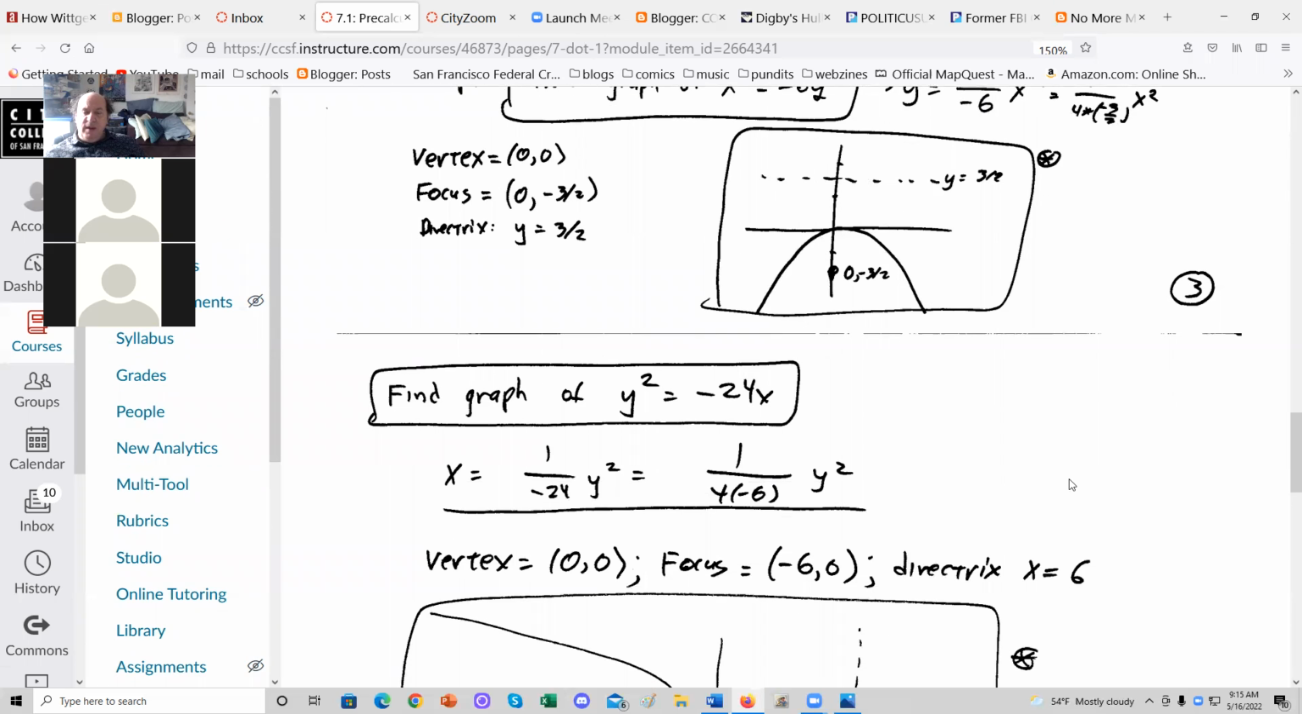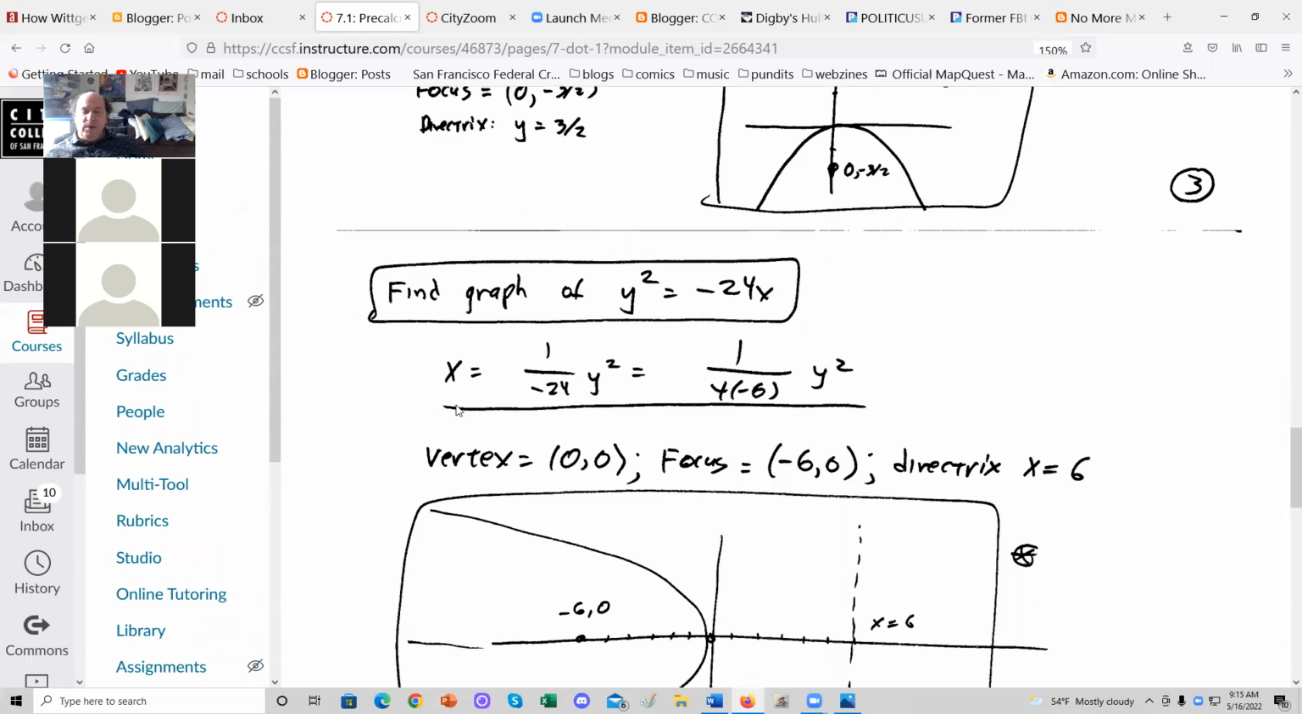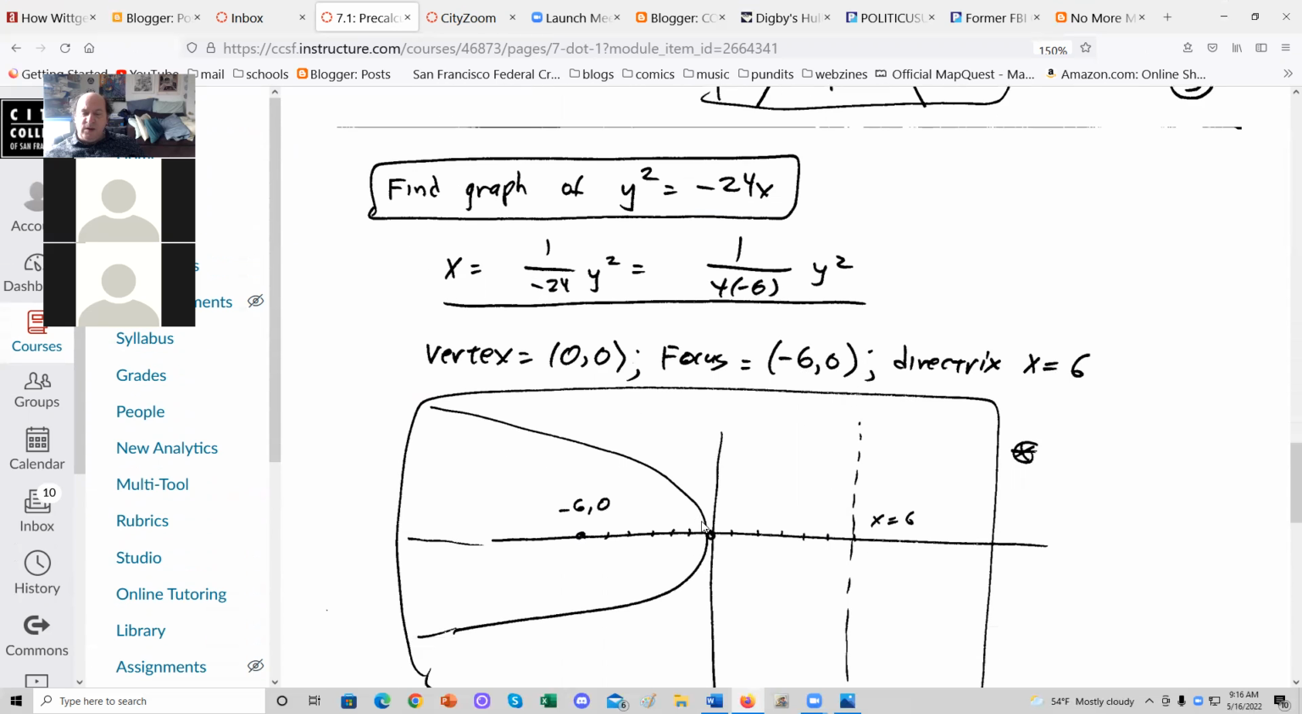Here we have y squared equals negative 24x. So we write that as x equals 1 over negative 24 y squared, which is 1 over 4 times negative 6 y squared. So p is negative 6. So the focus is at negative 6 by 0 here. The directrix is x equals 6 here. Its vertex is at 0 by 0 here, and it's cup left like this.